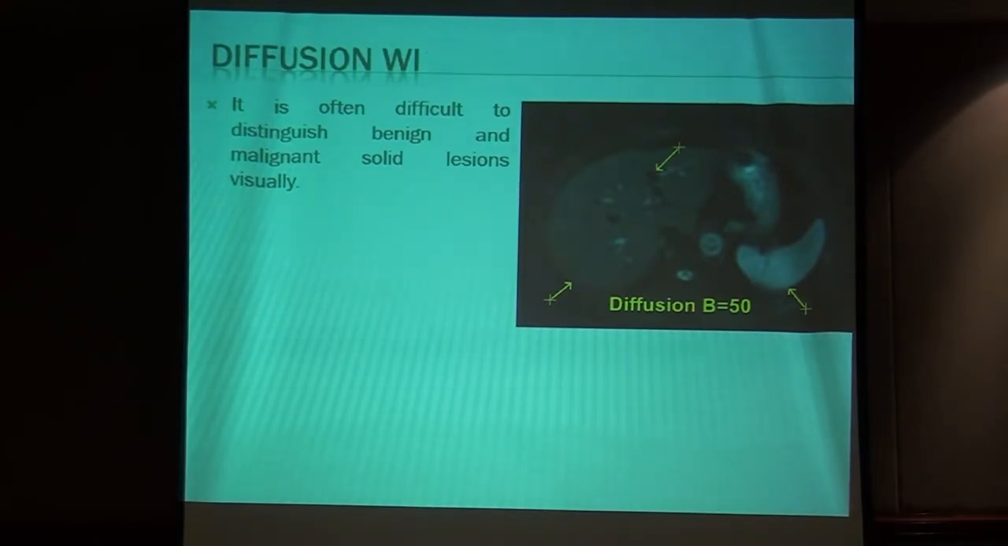They usually need to have the ADC number and compare the numbers, and there are cut-offs present for hepatic focal lesions for the difference between the benign and malignancy. The cut-off ranges between 1.2 and 1.4. Less than 1.2 is malignant, and more than 1.4 is rather benign.